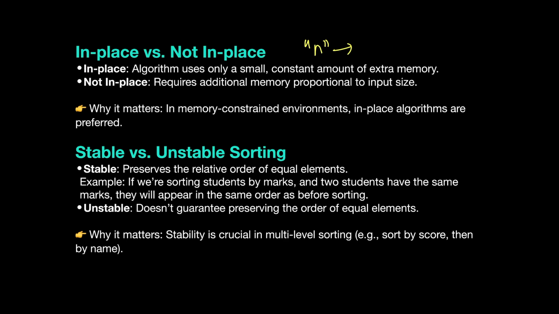Let us now look at stable versus unstable sorting. Now, this is also really important. Stable means that a particular sorting algorithm preserves the relative order of equal elements. Unstable sorting algorithm does not guarantee preserving the original order of elements, right? So, if two equal elements appeared in a certain order, after sorting, they might appear in a different order. And unstable sorting algorithm does not guarantee that they preserve the order of the equal elements.